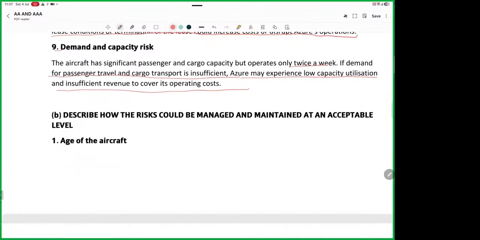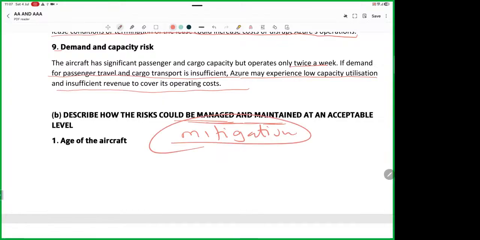Then part B of this question: describe how the risks could be managed and maintained at an acceptable level. How do you manage and maintain whatever risks you've raised at some acceptable level? So in this case, the mitigation. How do you mitigate? I want to hear this from you first of all, before we look at the answers.